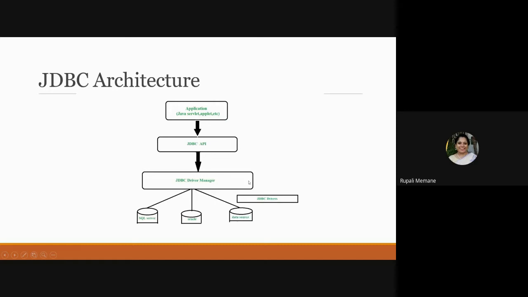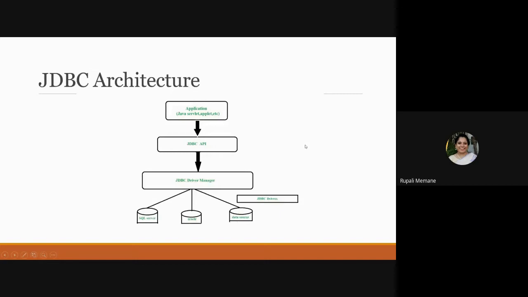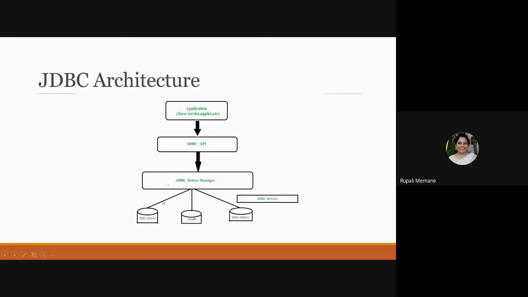Now the JDBC architecture, as we have seen, has 4 stages. First, the application. What actually is an application? It is a Java applet or a servlet which communicates with the data source.